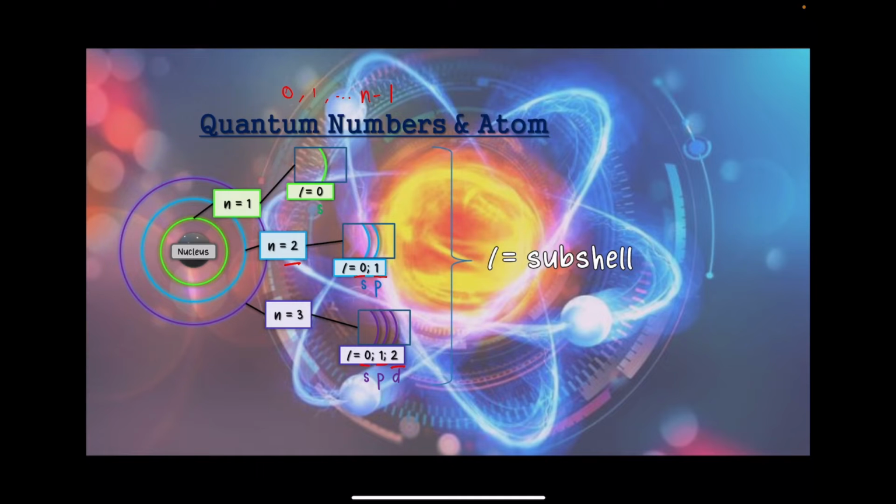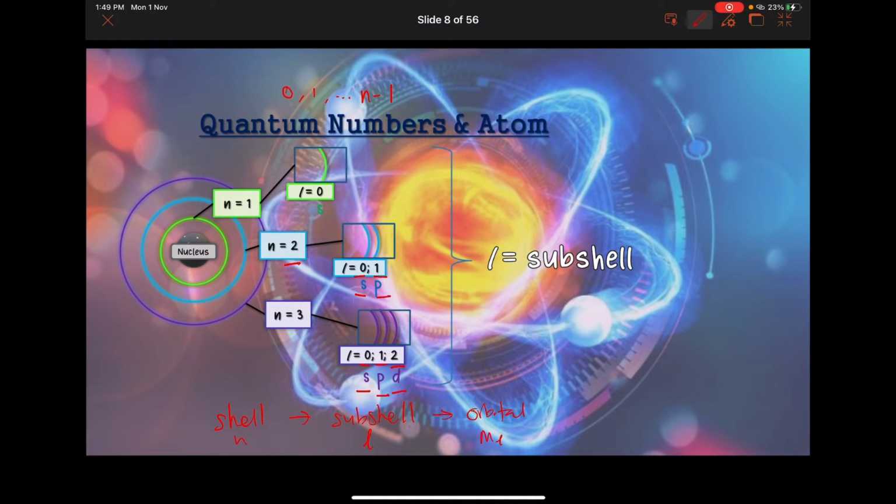For example, when n is 1, L is 0, and 0 indicates the s orbital. When n is 2, we have L 0 and 1, which means in this energy level we have s and p orbitals. While at the energy level n equal to 3, we have s, p, d orbitals. The angular momentum quantum number is also known as the subshell. So until now, you know that we have the shell, which is n, and the subshell, which is L.